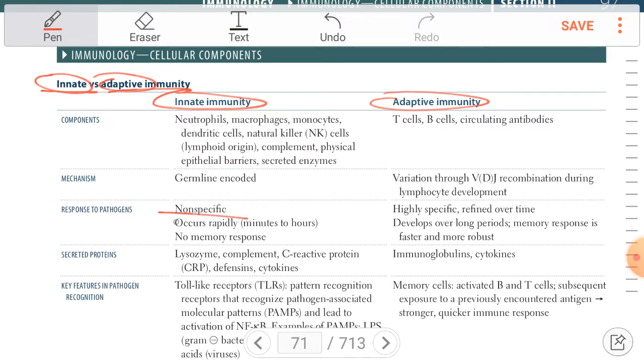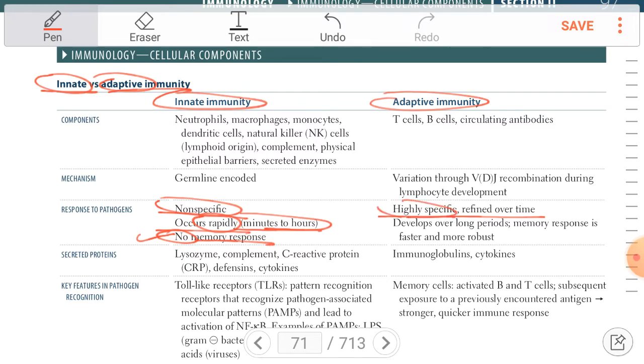It's non-specific. It occurs rapidly, minutes to hours, but there is no memory response. So it's non-specific and occurs rapidly, minutes to hours, with no memory response. But adaptive immunity is highly specific, refined over time.